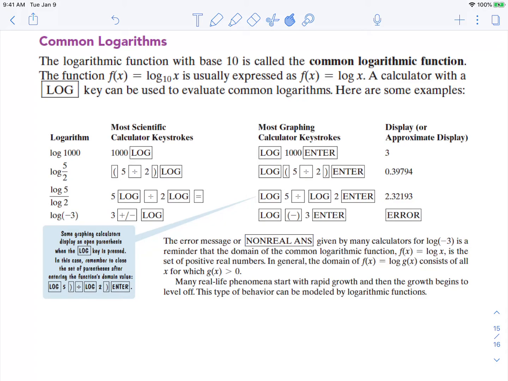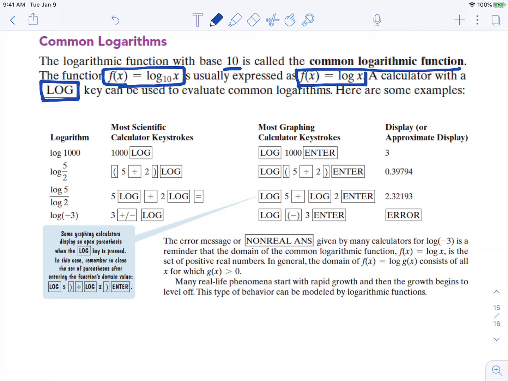All right, we're going to introduce the common log. A logarithmic function with base 10 is called the common logarithmic function. Here's what it can look like, or you can drop the 10. They mean the same thing. With your calculator, this will be your button, the log button.